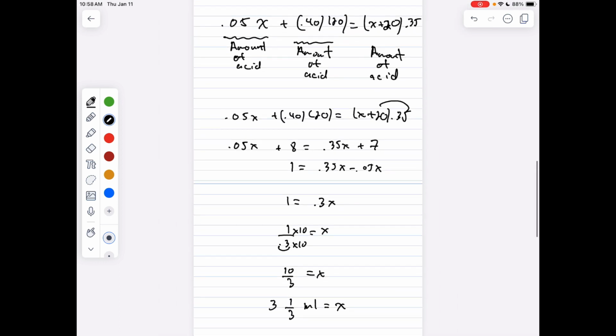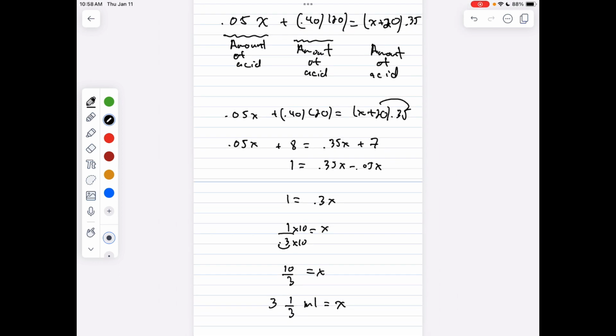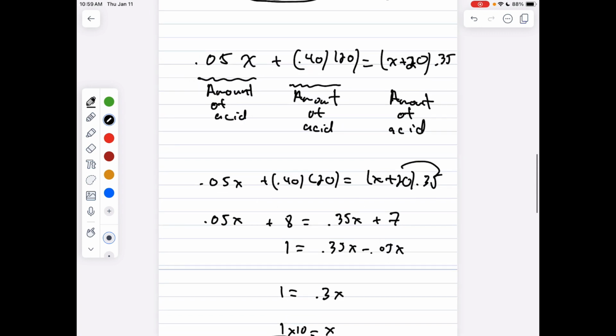So once again, it comes down to figuring the amount of acid in each container that you're working with, and adding those together to make the amount when you put them together. Okay, so that's how we got this equation up here.